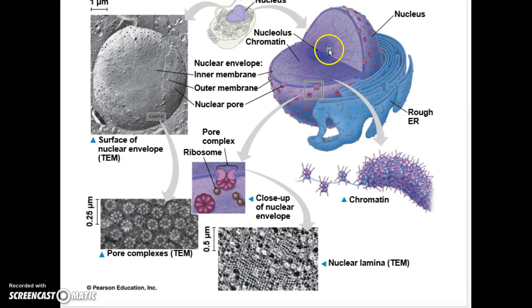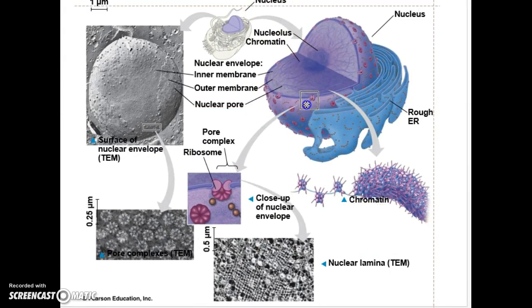We have the nucleolus, which is where our ribosomes, our ribosomal RNA is actually being made. We have the nuclear pores, which allow the RNA to pass through, and also for nutrients to pass into the nucleus.